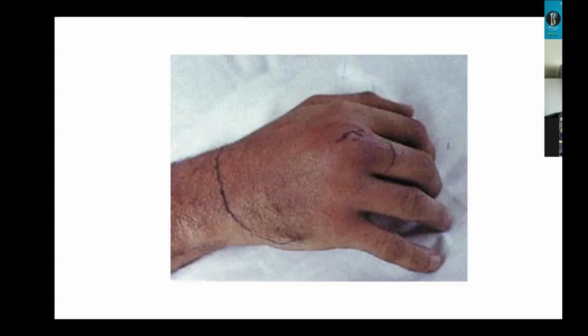So after properly consenting him, I will mark and take him to theater under regional block or general anesthetic with a tourniquet, positioned supine on the arm board. I would extend the skin incision and explore the metacarpophalangeal joint.